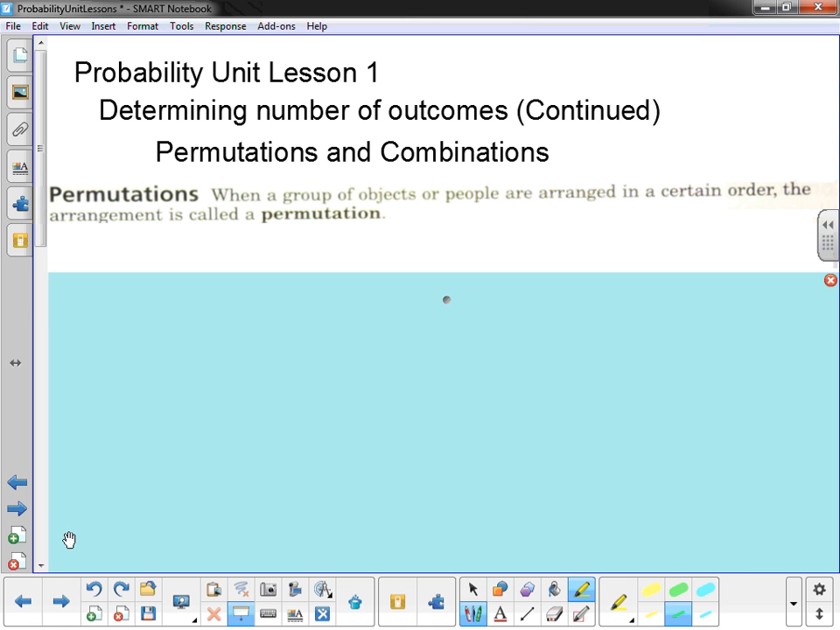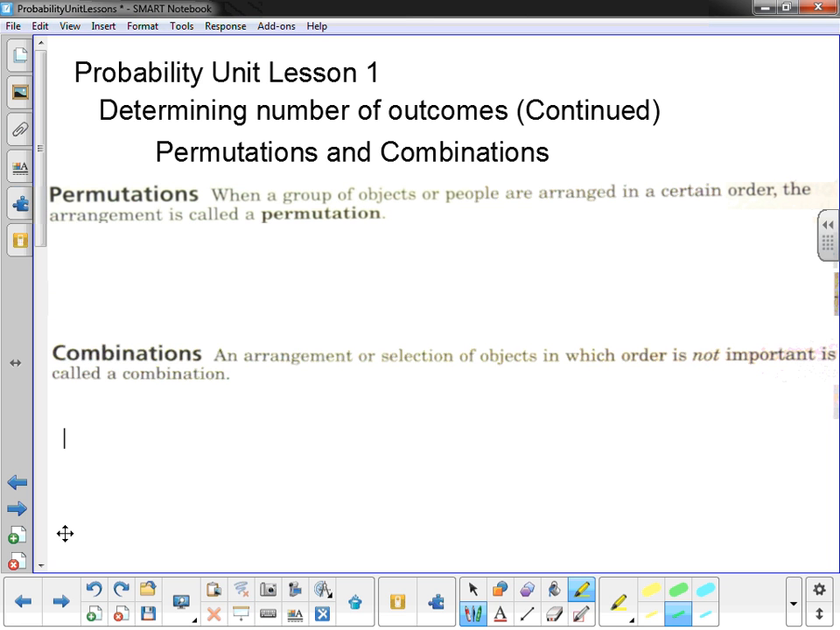So if I take a group of things and put them in an order, such as, what if we wanted to line up everybody in the room going out the door? That's an order, because once you're in line at the beginning, you can't be in line again later on. It matters how we go out the door. The other one is called a combination. A combination is a selection of objects or people in which the order is not important.